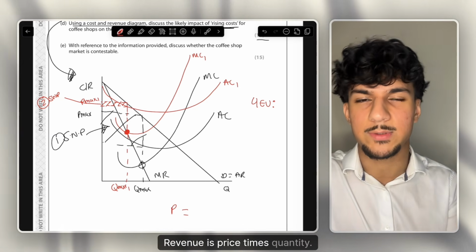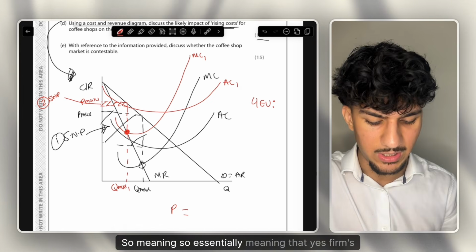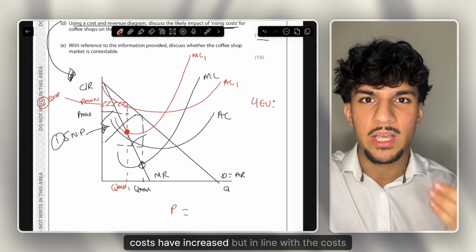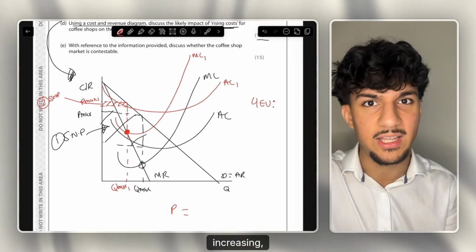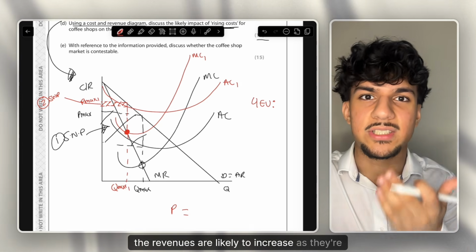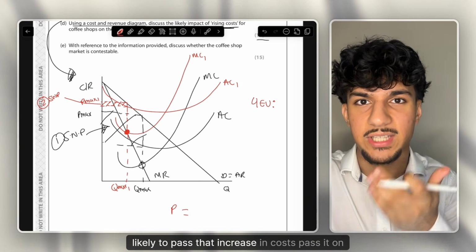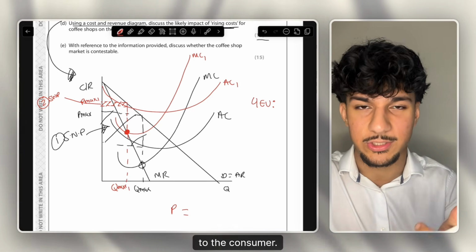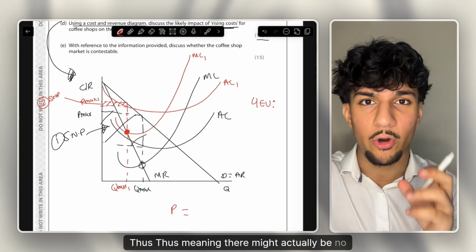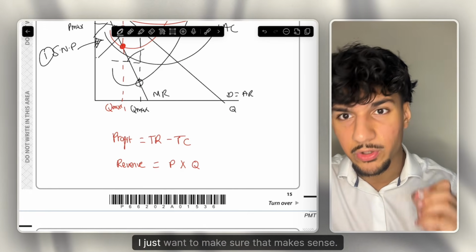Thus, if prices increase, what is the revenue formula? Revenue is price times quantity. So essentially, yes, firms' costs have increased, but in line with the costs increasing, the revenues are likely to increase, as they're likely to pass that increase in costs on to the consumer. Thus meaning there might actually be no effect on profitability. I just want to make sure that makes sense.